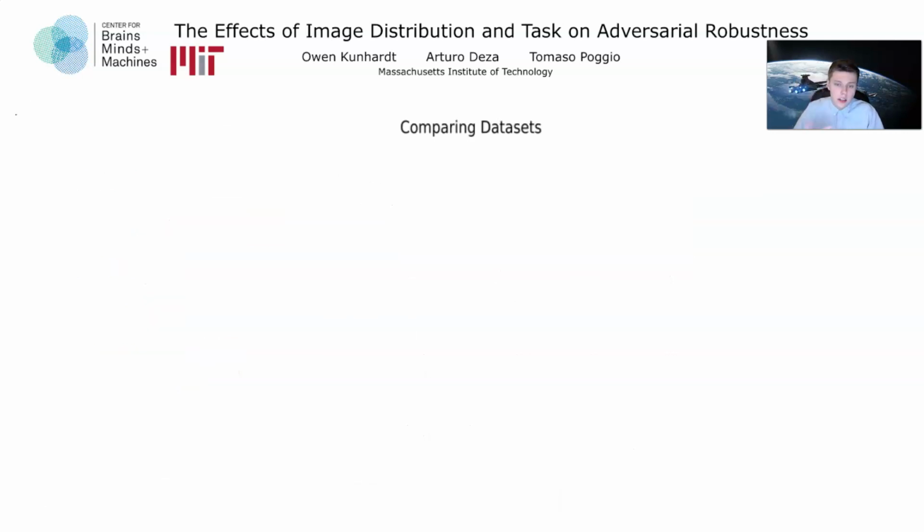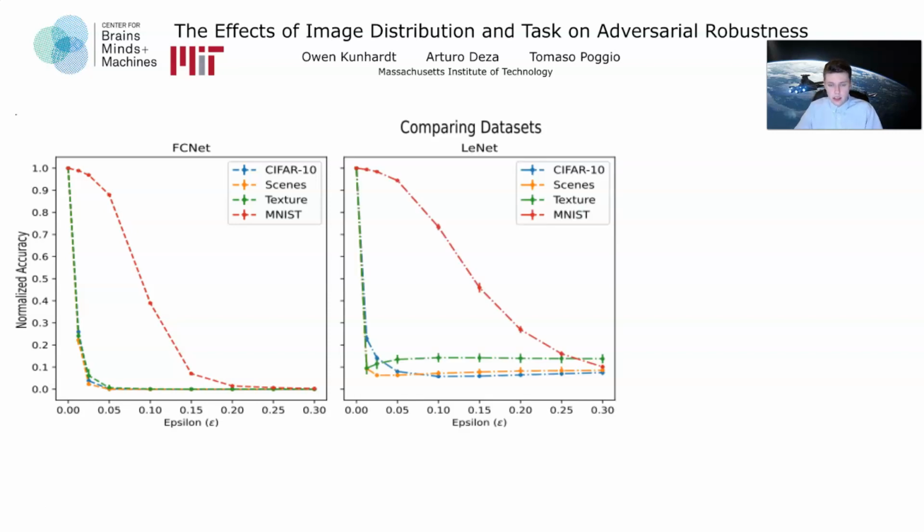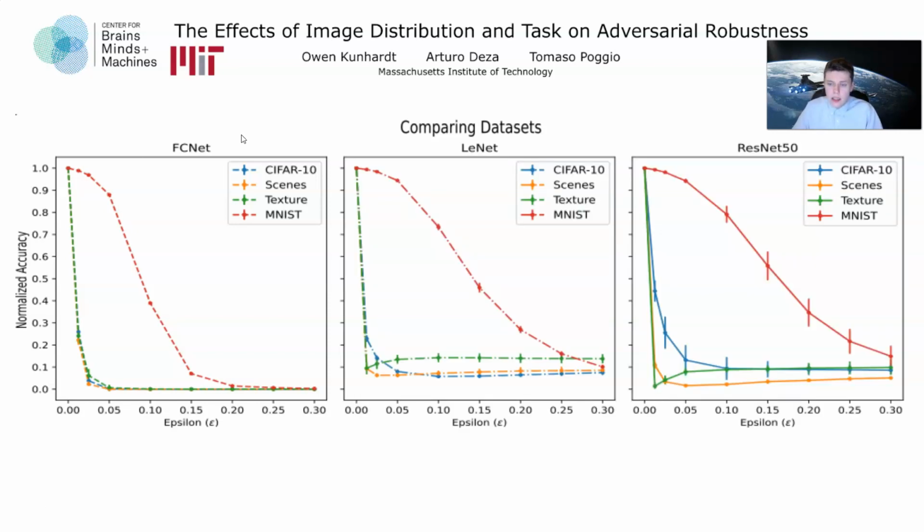So now let's finally look at the performance curves for these different models. Here it is for the fully connected net, for CIFAR10, scenes, texture, and MNIST. These are the normalized accuracies, so you can get some intuition or a sense of what this adversarial robustness metric might be. It is the same for LeNet and ResNet 50, and we can see that MNIST models are clearly more robust.